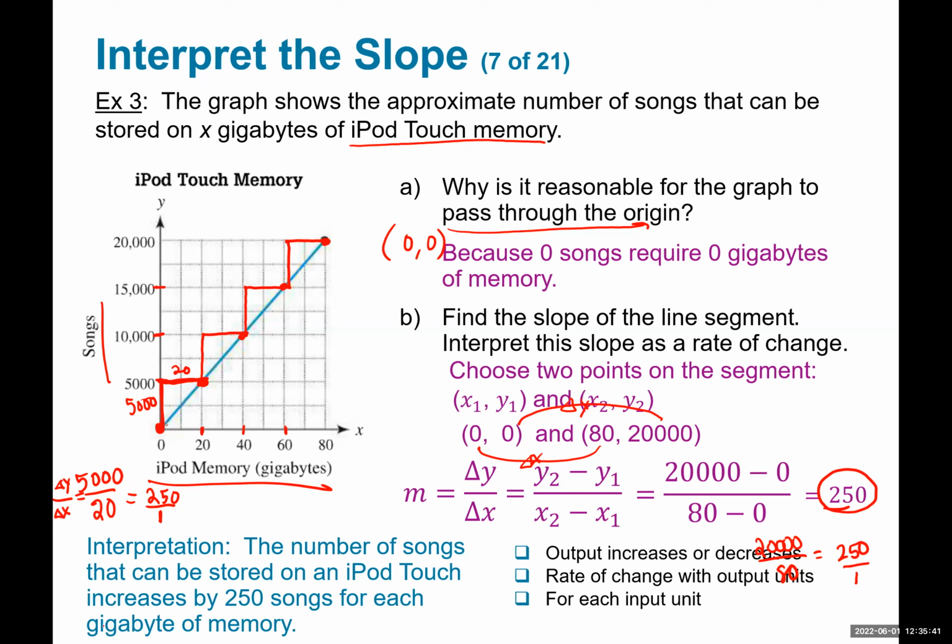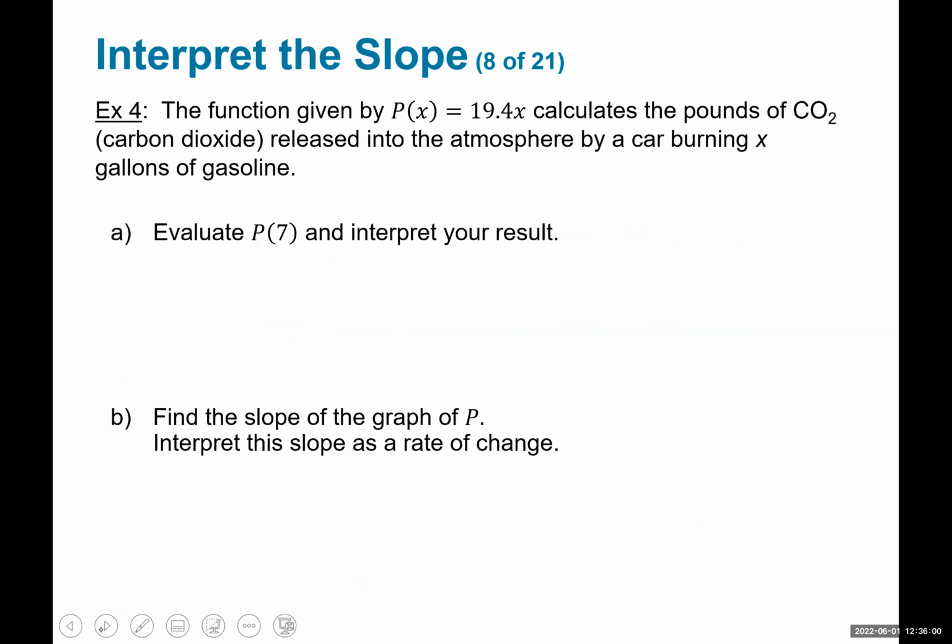The output increases. The rate of change with the output of units for each input of units. So this is basically the rate of change is the output is increasing with every input increase. The more gigabytes of space you have, the more songs you can save.